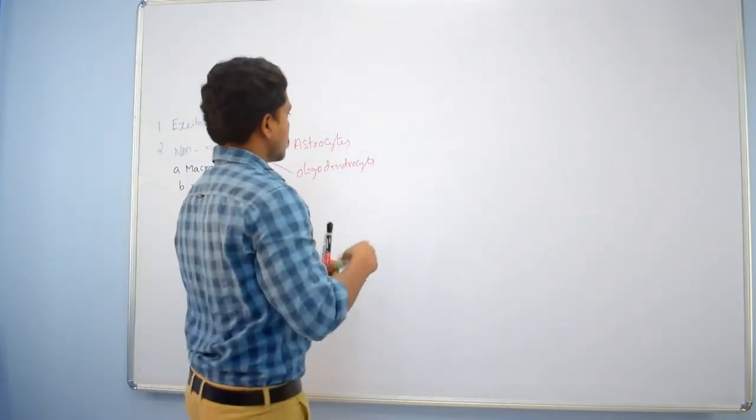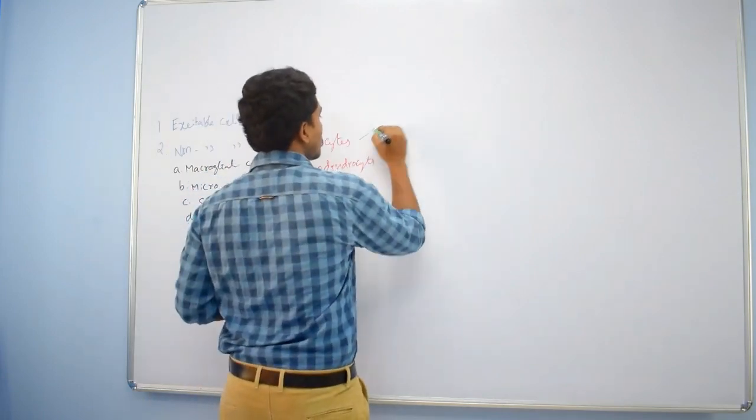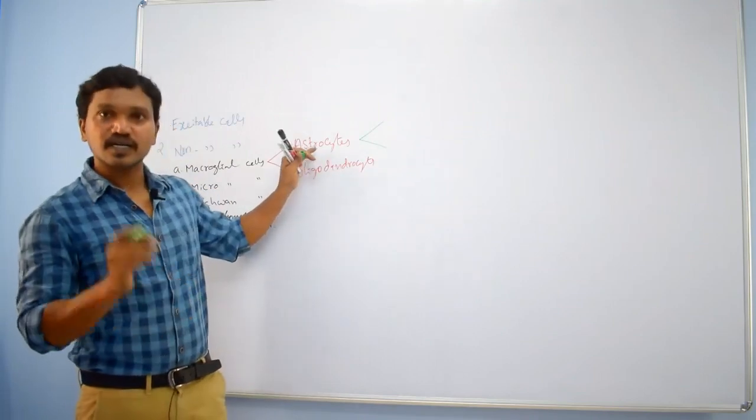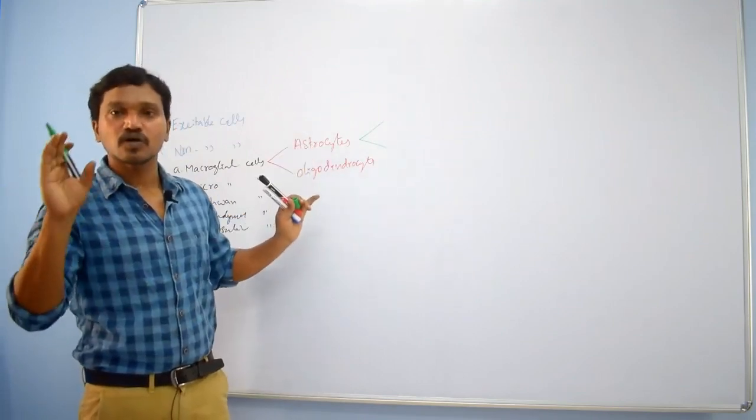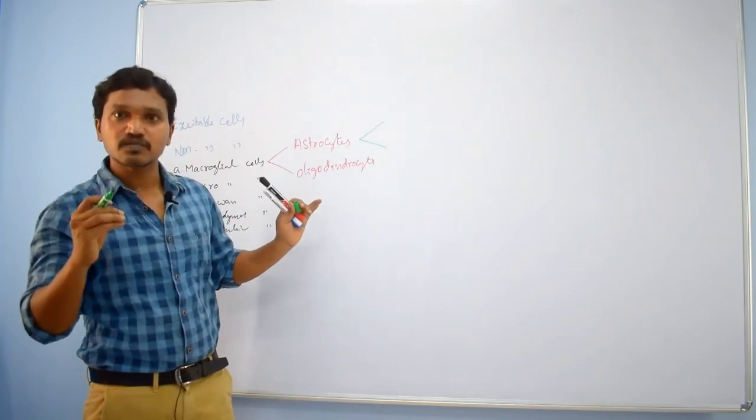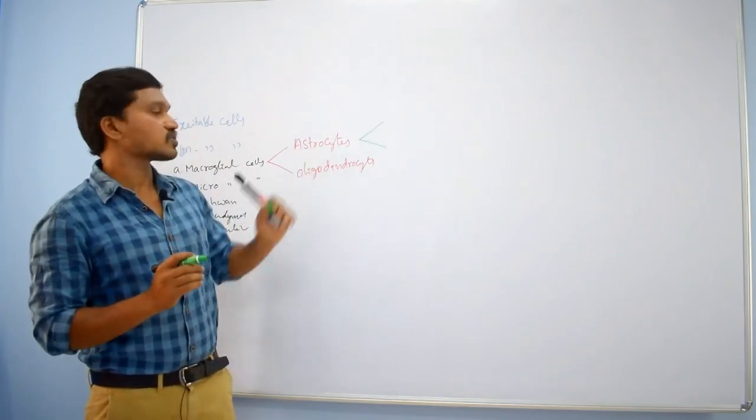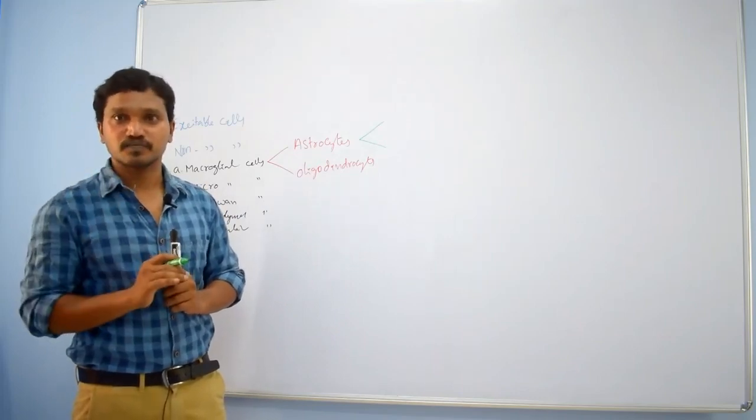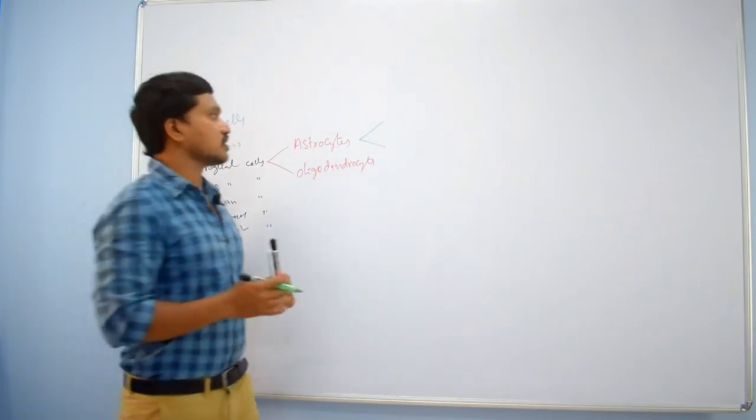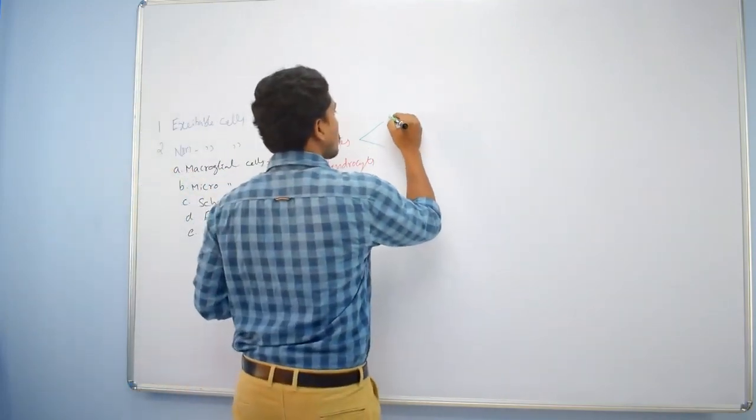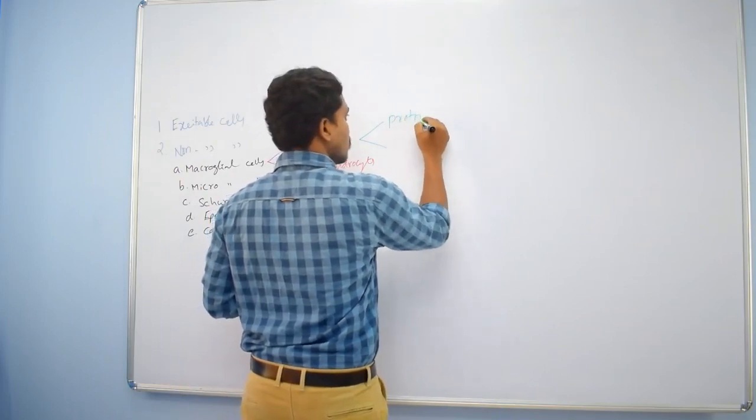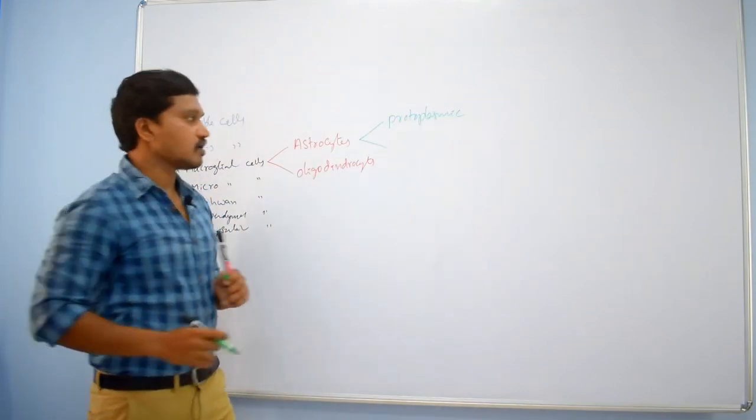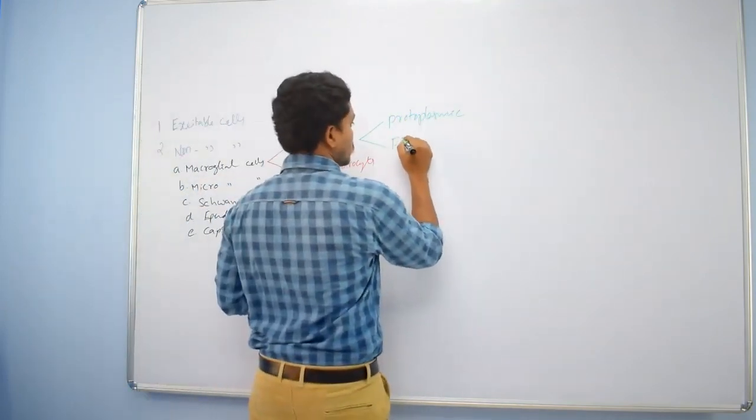Astrocytes are star-shaped cells. Aster, the literal meaning of aster is star. So, the cells which resemble a star, those cells we call star-shaped cells, are astrocytes, right? So, these astrocytes are further classified into protoplasmic astrocytes and fibrous astrocytes.